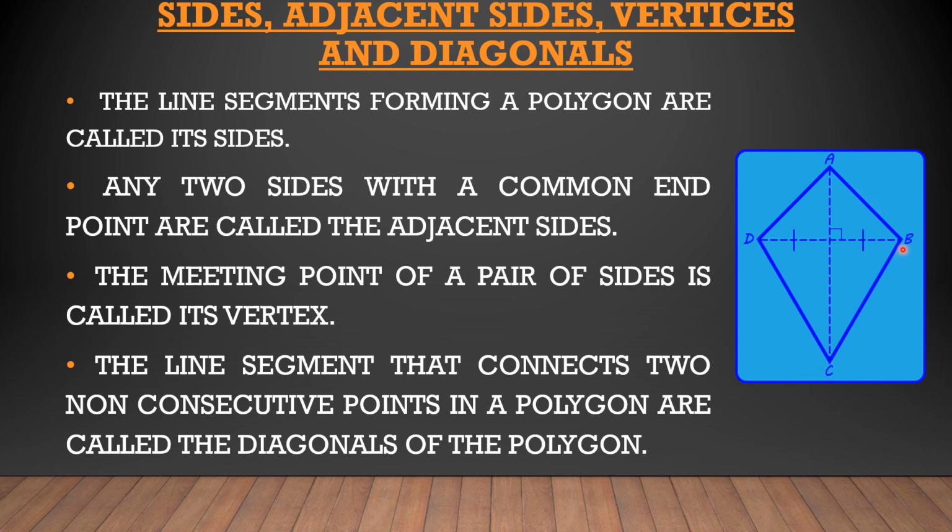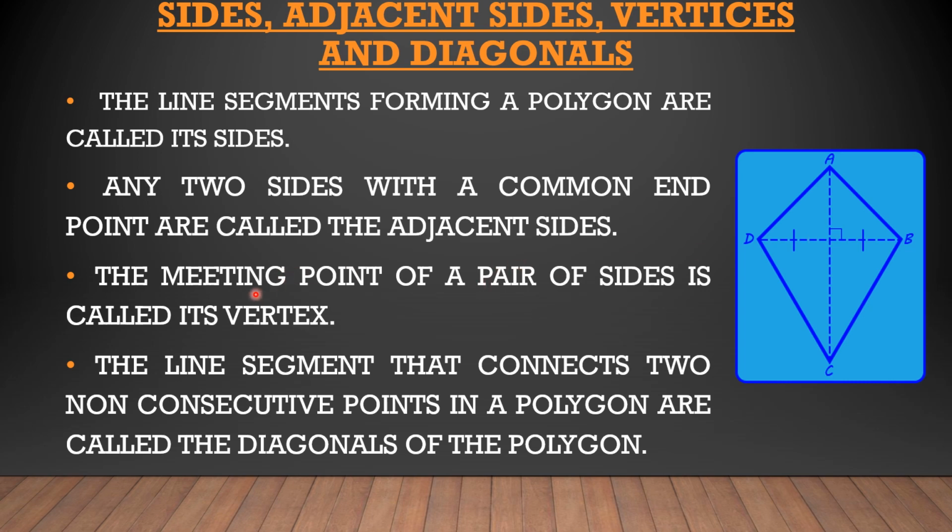Now start from the point B, BC and CD. For this pair, point C is common. So this is the third pair of adjacent sides. And now for the fourth one, start from point C, CD and DA. Here point D is common. So this is the fourth adjacent pair. So in this four-sided polygon, we have four pairs of adjacent sides.